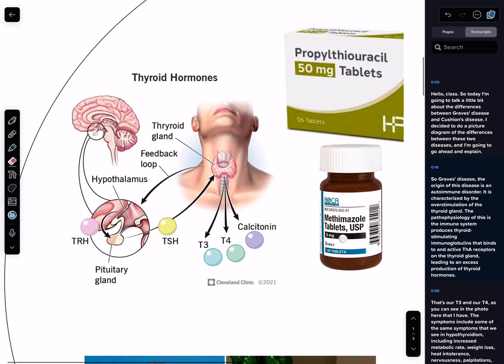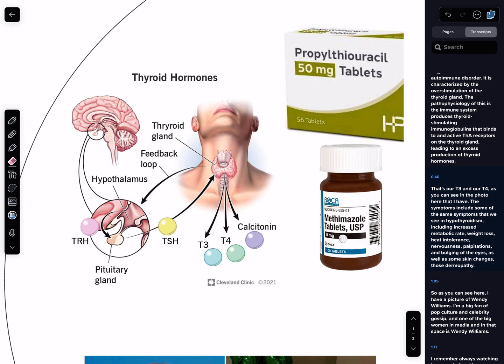It is characterized by the overstimulation of the thyroid gland. The pathophysiology of this is the immune system produces thyroid-stimulating immunoglobulins that bind to and activate TSH receptors on the thyroid gland, leading to an excess production of thyroid hormones. That's our T3 and our T4, as you can see in the photo here that I have.